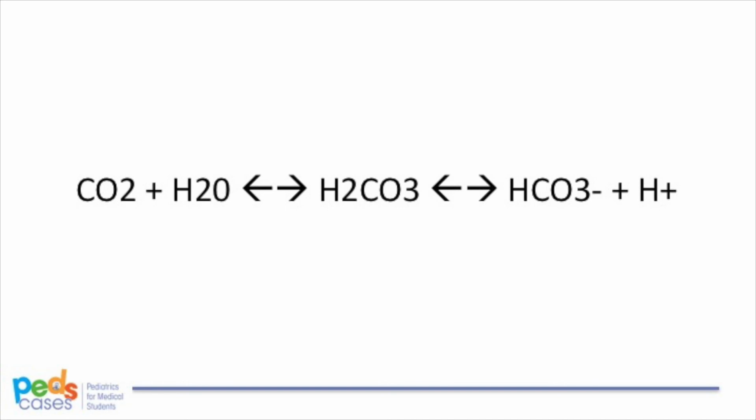The human body does a pretty good job of keeping serum pH regulated within a narrow range. pH is normally maintained between 7.35 and 7.45. Despite this tight regulation, things can sometimes go awry. When pH is below 7.35, it is termed acidosis. When pH is above 7.45, it is termed alkalosis.